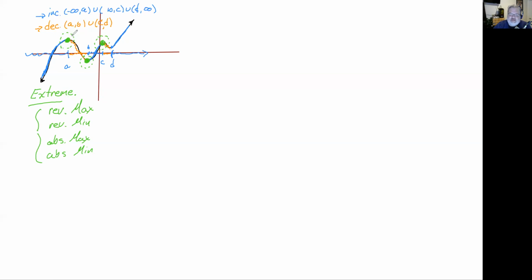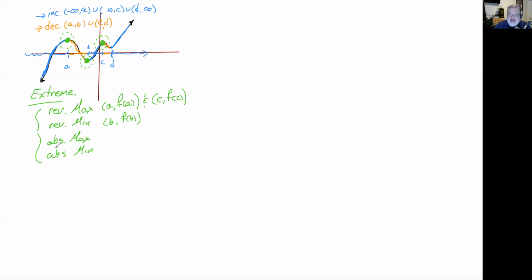So we have a relative max at A. For the relative max, you'd want to give the X value and the Y value. So we'd have to either be able to look on the graph and see what that Y value is, or have the function to plug it into. And we have a relative max at C and whatever C's output value is. We have a relative min at B and F at B.